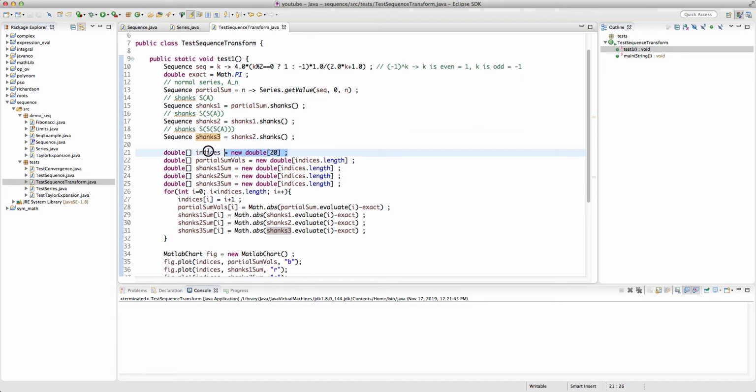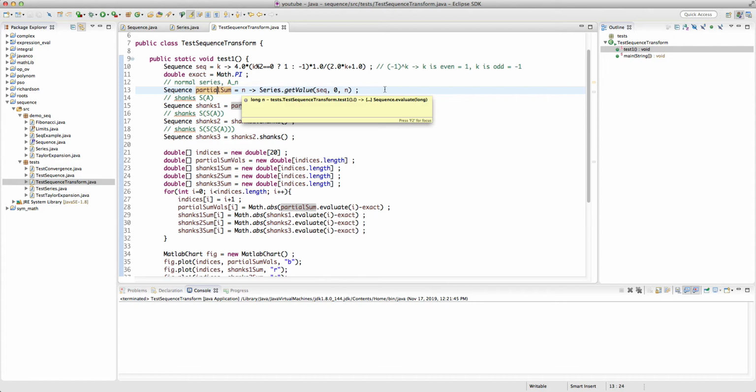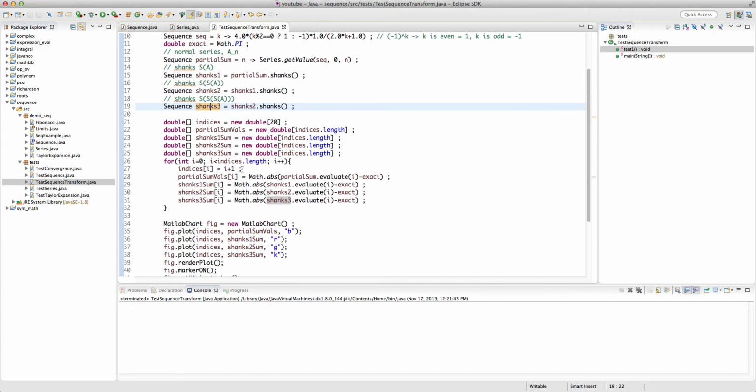Now I create an array of indices, 20 indices, so I want to evaluate the partial sum at n 0, 1, 2, 3 all the way to, let's say, 19, and then I calculate also the shanks 1, shanks 2, and shanks 3. All right, so my indices actually start from 1, so index 0 is 1, so from 0 to 1, A1, A2, and then shanks 1, shanks 2, shanks 3. And here I'm calculating the absolute error, so evaluate at I minus the exact.